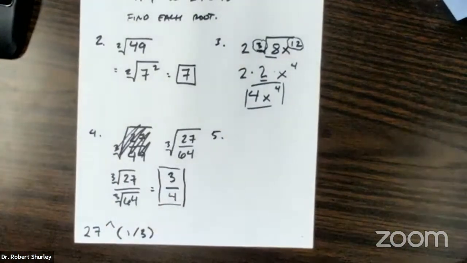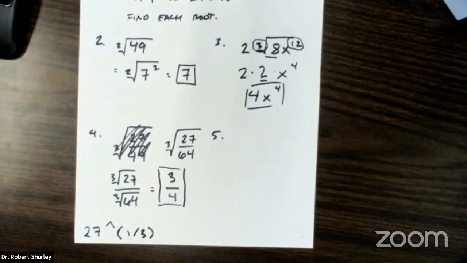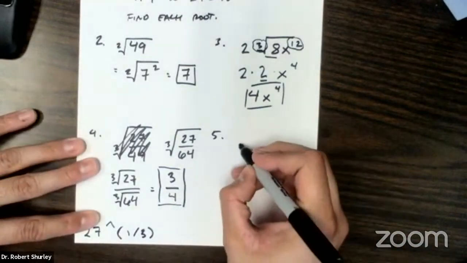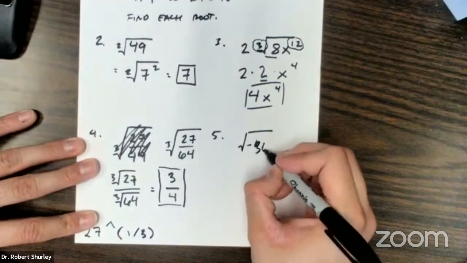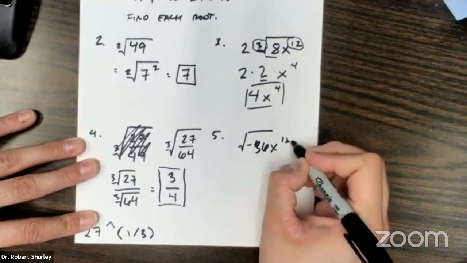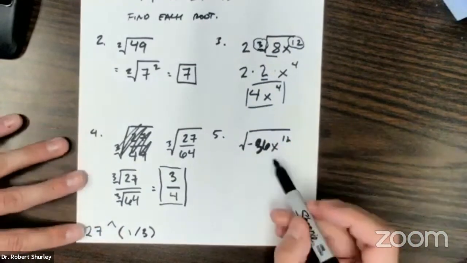Okay, let's do one more. Let's do one that I love putting on the test. I'm not saying it's going to be on the test, but I commonly put this type of question on the test, where I do the square root of negative 36x to the 12th, something like this. Negative 36x to the 12th.